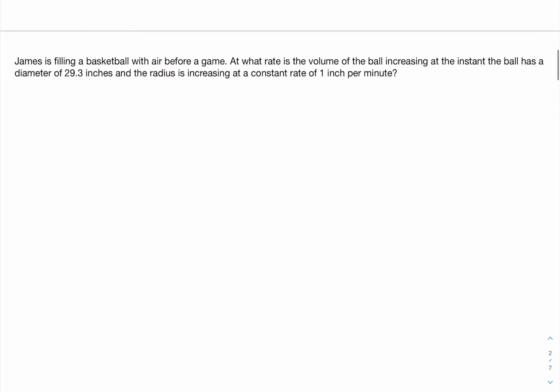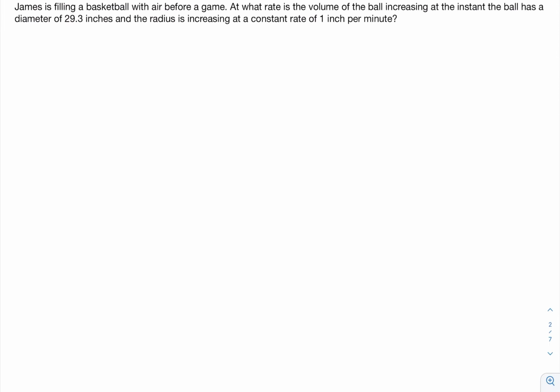Okay, so now that you kind of have an essence of what related rates are, let's jump right into some word problems, because the word problems are really what make this unit super fun. Okay, so let's go to the first question here. James is filling a basketball with air before a game. Okay, so he's got a basketball he's filling with air. At what rate is the volume of the ball increasing at the instant the ball has a diameter of 29.3 inches and the radius is increasing at a constant rate of 1 inch per minute?